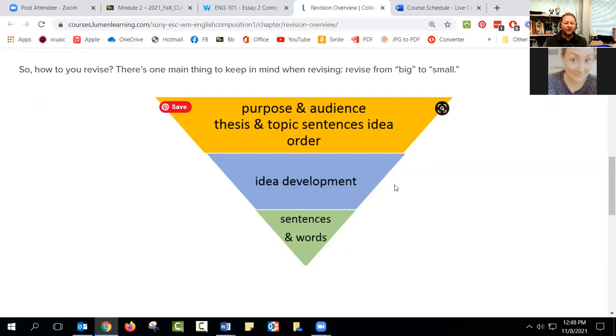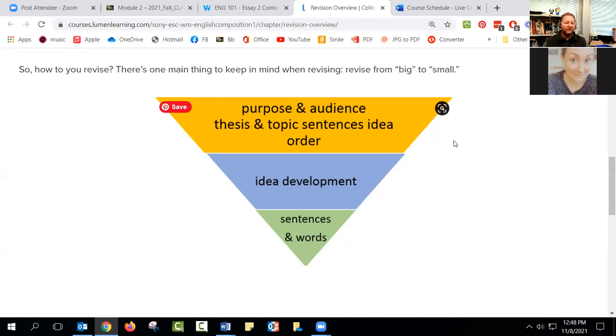And then developing your ideas, right? How well are you including good support, good examples, good specific details? That's also really important, but not as important as the big stuff. And then of least importance are the small sentence and word level things, fixing your spelling and your grammar errors. So important, but not the biggest part of revision, right? Actually, the smallest part of revision.